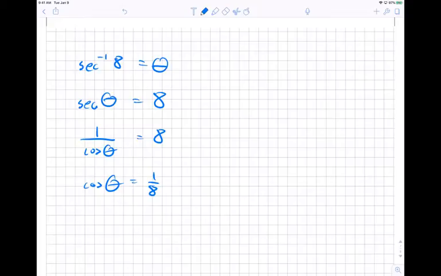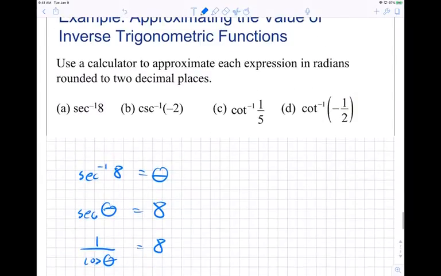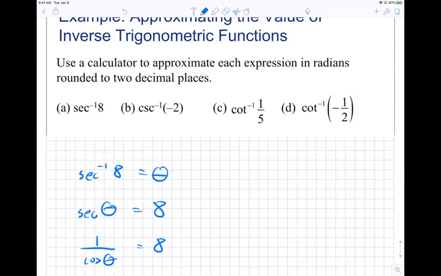And then if we want that theta, we take the what on both sides? The cosine? What kind of cosine? Inverse cosine. Inverse cosine, right? If we take the inverse cosine of both sides, we'll get that theta equals inverse cosine of 1 over 8. This is what we would type in the calculator. And make sure that it is in what units? Radians, because it said express the result in radians, rounded to 2 decimal places. Can somebody tell me that result?